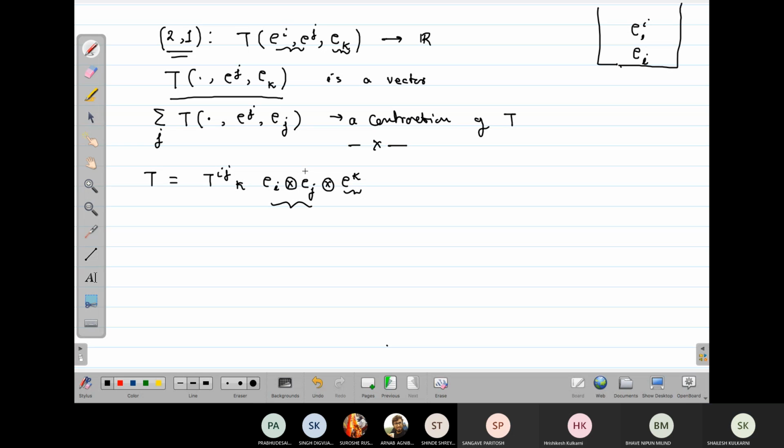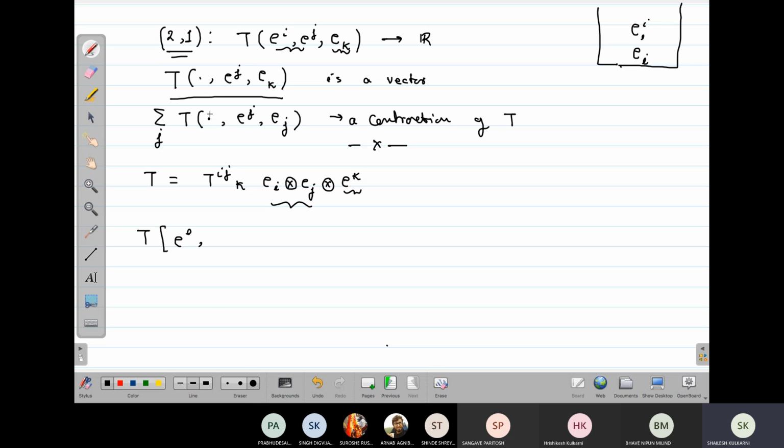Okay, fine. Now let us act this T on this object. But I have used i, j, k, so I should use some other indices here. So let us act T on e^l.